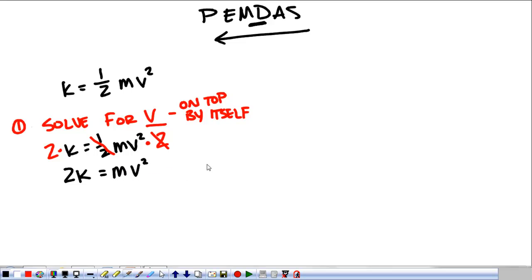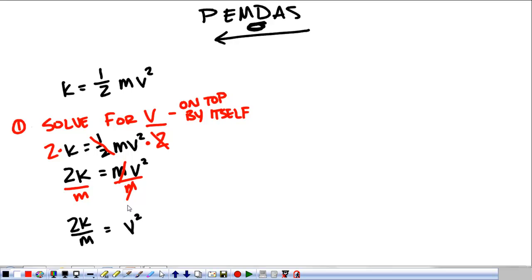Now we're still working with multiply and divide. Okay? So we're going to take this, and again, I want V by itself and on top. We're going to divide by the mass. If I divide by the mass over here, it goes away, but I have to do it to both sides. So now I'm left with 2K over M is equal to V squared. I'm done multiplying and dividing. V is as by itself as it can get right now.